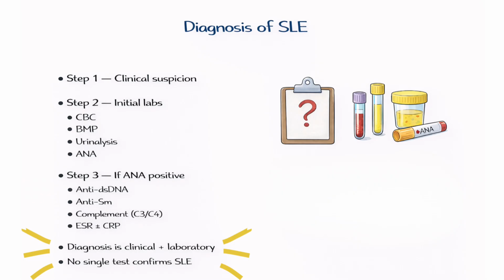If ANA is positive and suspicion remains high, more specific testing such as anti-double-stranded DNA, anti-Smith antibodies, complement levels, and inflammatory markers can be ordered. Importantly, lupus is a clinical diagnosis supported by laboratory findings. No single test confirms it.